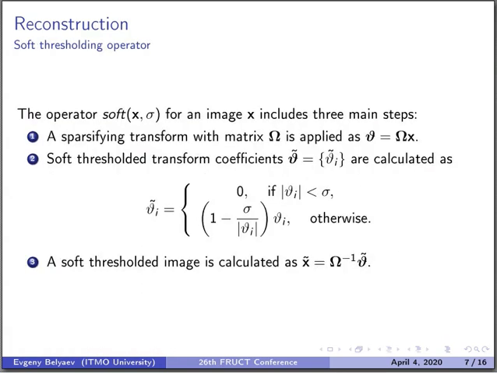The soft thresholding operator for an image X includes three main steps. First, a sparsifying transform with matrix Ω is applied to calculate transform coefficients. Then soft thresholded transform coefficients are calculated using this equation, and finally a soft thresholded image is calculated using these thresholded coefficients.